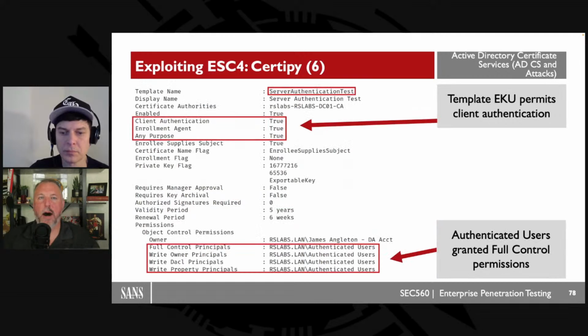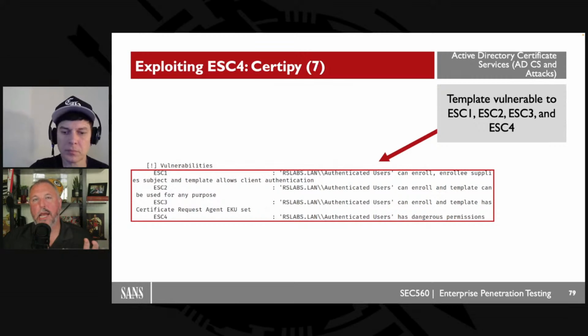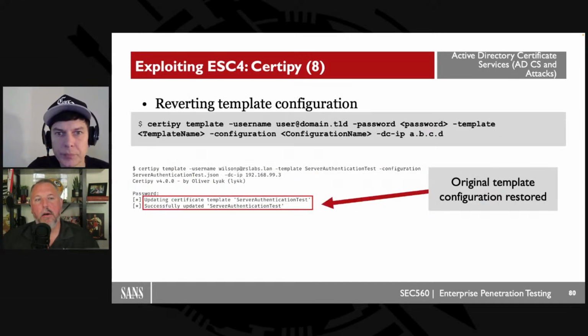So after making the modification here, we can see that client authentication is true. We can see all the different changes there. Permissions, again, unchanged. And now we can see we've got ESC1, 2, 3, and 4. Again, at this time, we don't have time to go through 2, 3, and a number of the others here as well. Request the certificate, just like we did before. We can also then put that back.